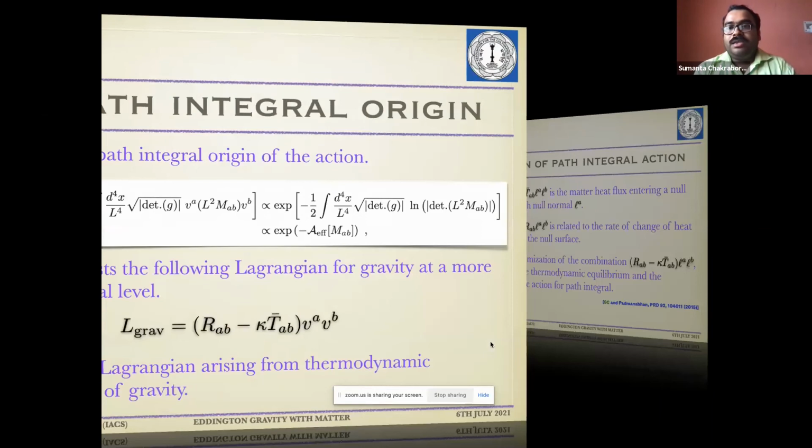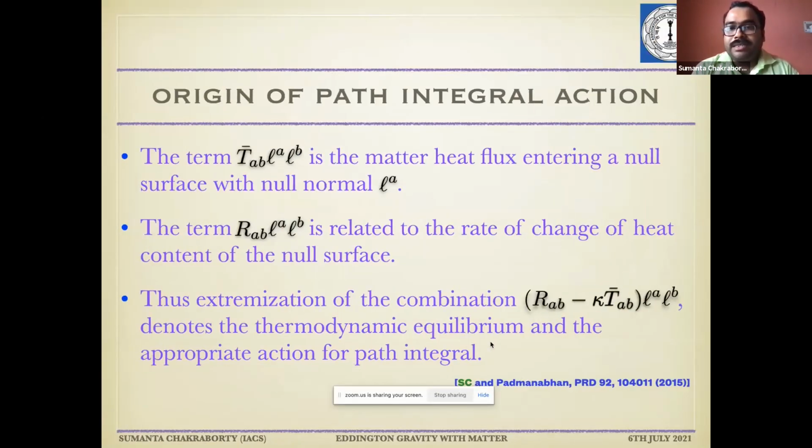In particular, if we have a null surface with a null normal, which is denoted as L^A, then the term T bar_AB L^A L^B is the same as T_AB L^A L^B, because T bar_AB is T_AB minus the trace T over D minus 2 times g_AB. So g_AB L^A L^B is identically 0 because L squared is 0 anyway. It's a null vector after all. And then we have the result that T bar_AB L^A L^B is the matter heat flux entering a null surface.